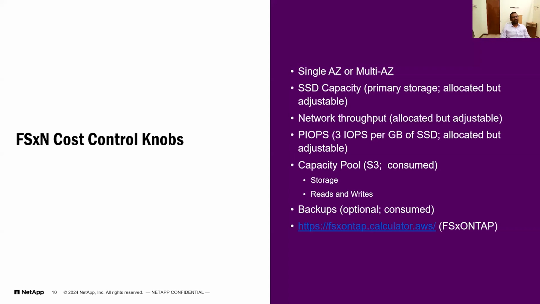And we are also leveraging capacity pool storage, S3. For all of our file systems and volumes, we have applied data tiering, which will take care of capacity. For example, the cold data, whatever data is not being used, will be moved automatically to S3. For S3, storage cost will be charged and read requests will be charged. And backups are optional. But in our NetApp IT, we are using the AWS Backup service, and we can use the FSx for ONTAP calculator for cost estimation.